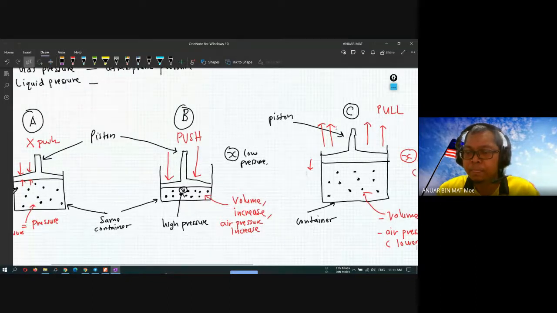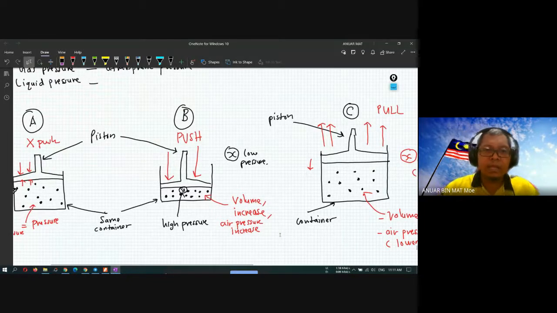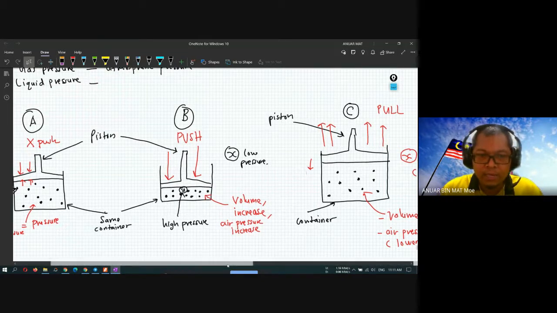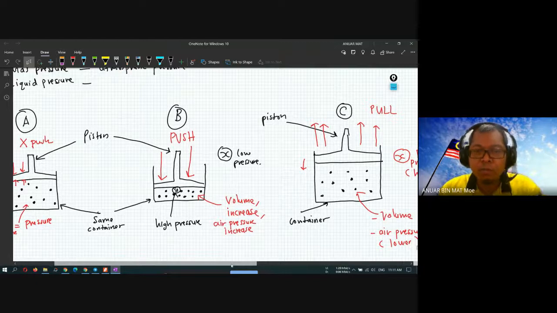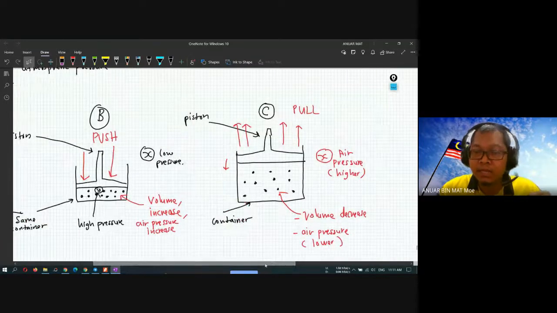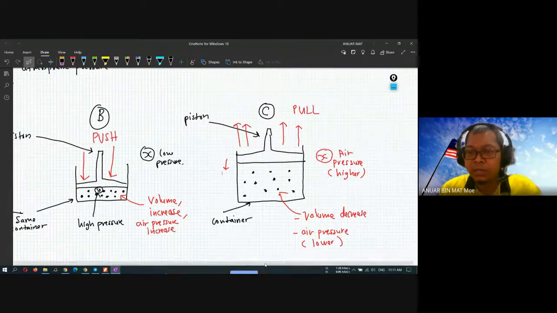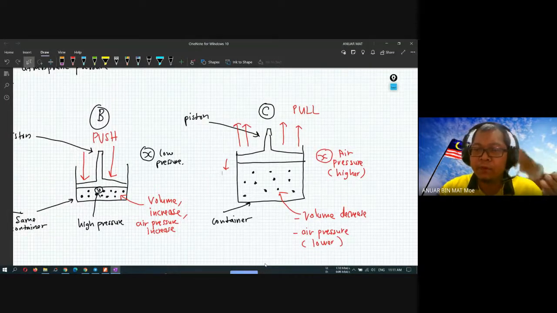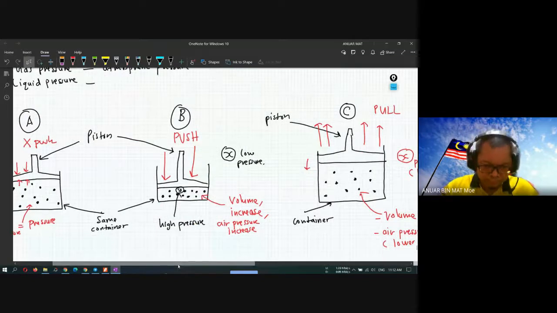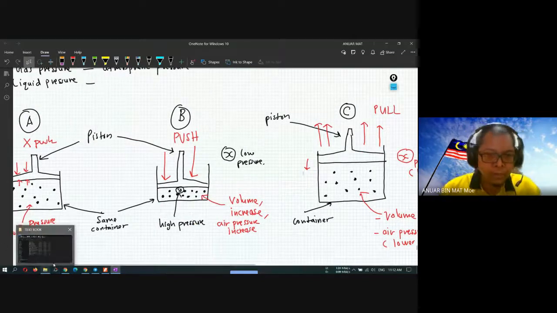This is what we call the volume of the air, whether it is increased or decreased. Just remember, if the volume increases, the air pressure also increases. And if the volume decreases, the air pressure also decreases. Yes. Okay, you understand this? Make sure you understand this. All right.